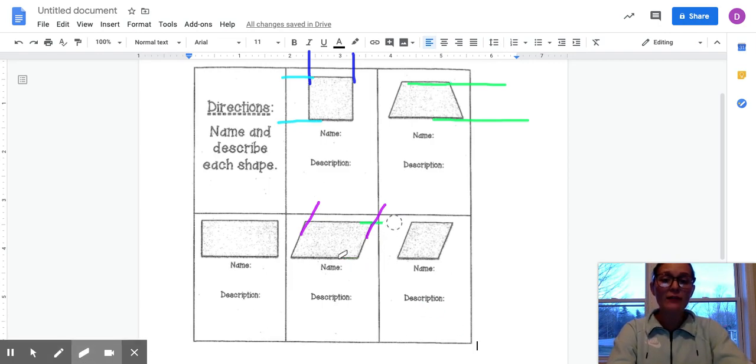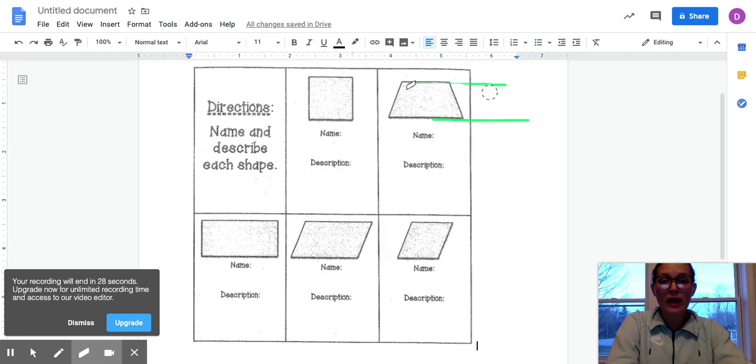It's okay if you have the same description for multiple shapes because a lot of these shapes have the same attributes. So don't worry if you write 2 sets of parallel lines on a bunch of them. That's an attribute that describes many of these quadrilaterals. I'd like to see you have about 2 to 3 descriptions for each shape if you can, and then you'll be all set to go. So good luck, have fun.